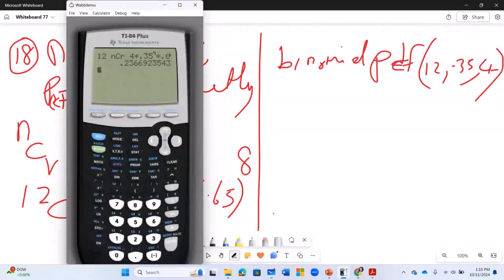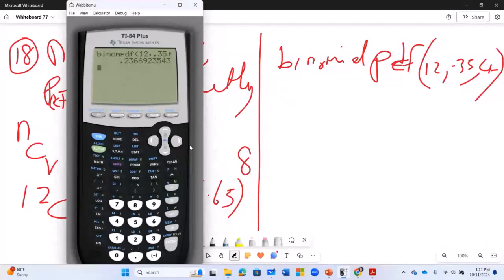Okay. And then, so how do I find it? I don't have to put the other one. All I have to do is go to second distribution, go to binomial, and this is binomial PDF. Why? Because I'm looking for a single probability. What is the sample space? 12. What is the probability of success? 0.35. What is the value I want? I want 4. And I'm going to paste. When I hit enter, see, we have the same answer.